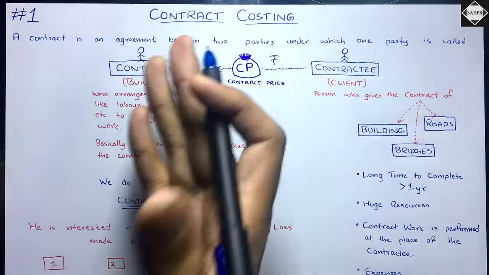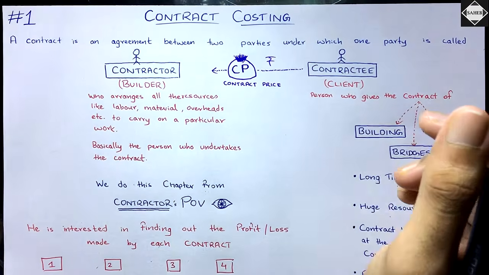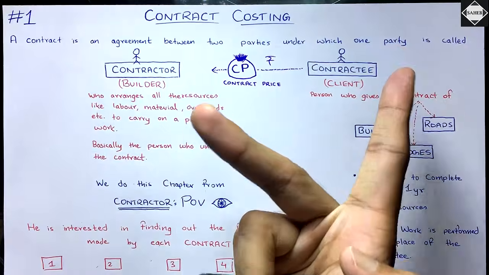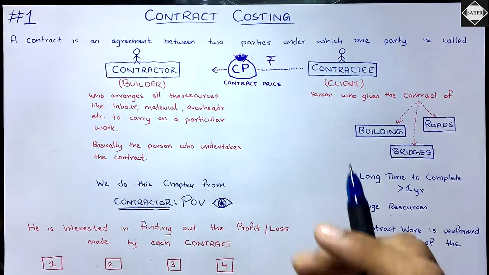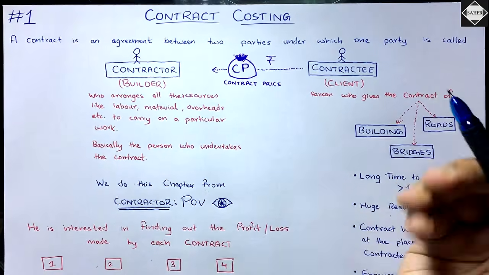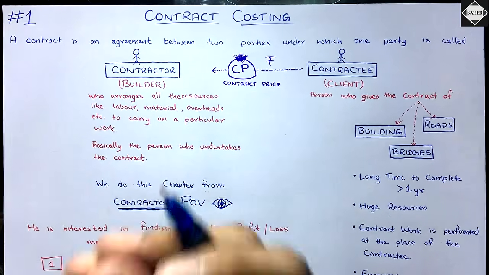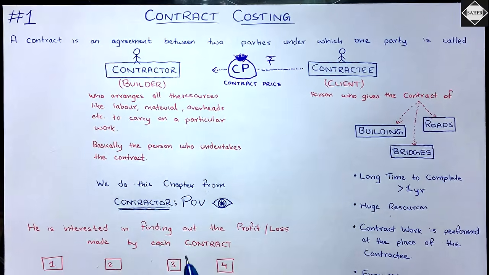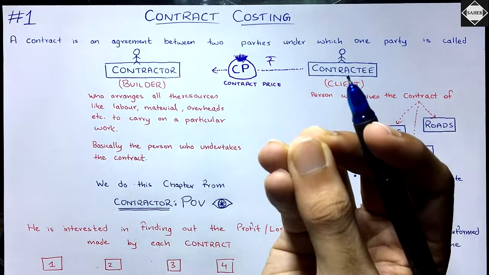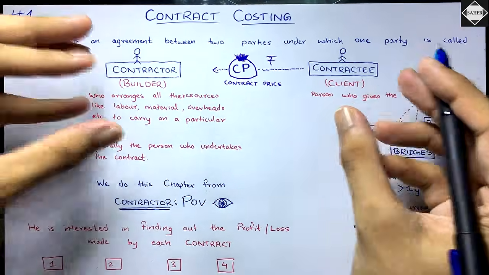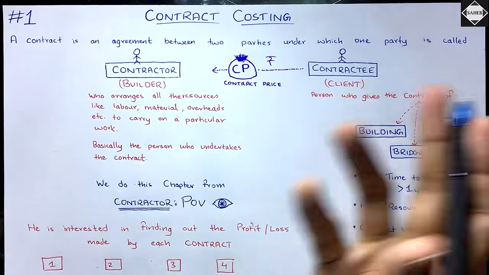Let's try to understand what contract costing is and what we have to do in this chapter. First, let's discuss what a contract is. See here, it's very simple. A contract is an agreement between two parties, under which one party is called the contractor and the other party is called the contractee. Contractee is the person who gives the contract, and the contractor is the person who undertakes the contract, who agrees to do something for the other party. Of course, the contractor would not do that for free. He will charge something. The price which he charges and on which both parties agree is called the contract price. So this is what a contract is.